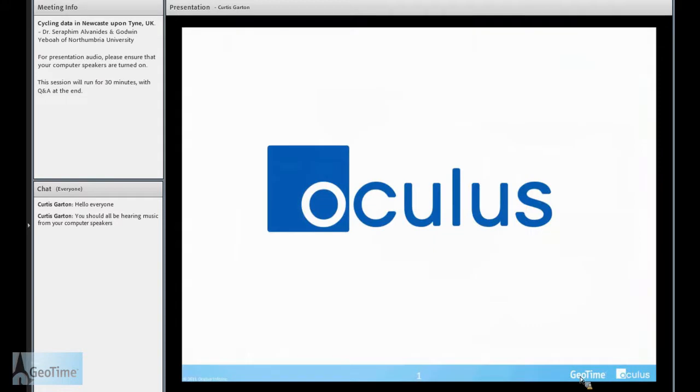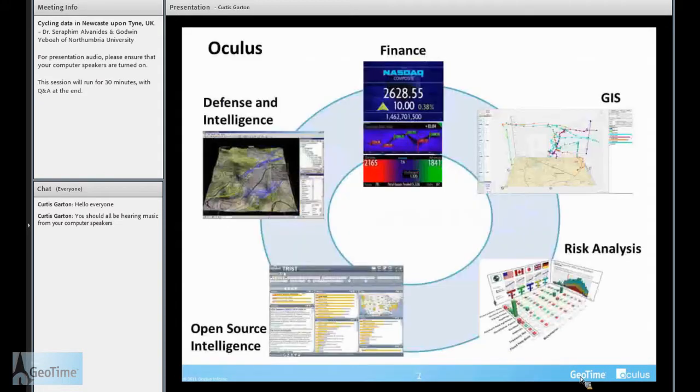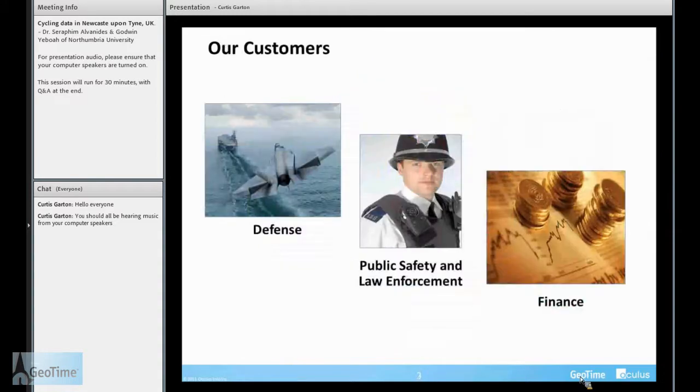A little bit about ArcGIS. ArcGIS is a company that's obsessed with visualization. We focus on the science of visual analytics. Some of the areas that we focus on are defense intelligence, finance, GIS, risk analysis, as well as open source intelligence. All of these different areas have a common problem, which is they deal with a tremendous amount of complex data sets that make it difficult for leadership and decision makers to make decisions. Our customer sets fall into a number of different categories, including defense, public safety, law enforcement, as well as finance.